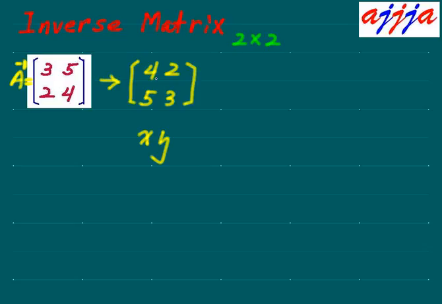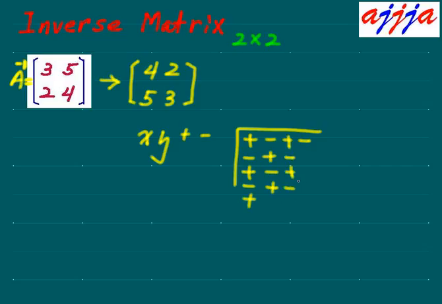Now you gotta apply the sign value. Sign value means we're talking about positive or negative value. Let me tell you, the first one is always positive. Like this one, if we have a bigger matrix, the first one is positive, negative, positive, negative. Then the next row is negative, positive, negative, positive, and so on.